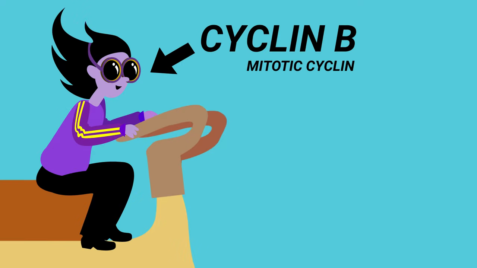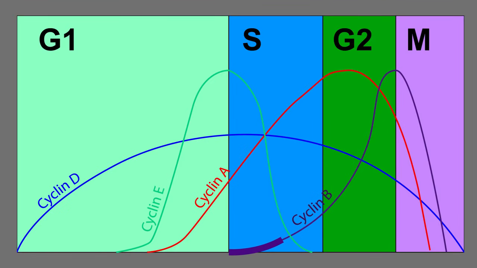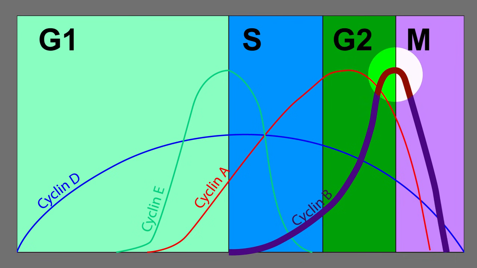Cyclin B is a mitotic cyclin which binds to CDK1 to form the maturation-promoting factor, or mitosis-promoting factor, abbreviated MPF. The concentration of MPF rises until mitosis, when its concentration falls abruptly due to degradation of cyclin B. High concentrations of cyclin B are necessary for cells to enter M phase, and low concentrations are needed to exit M phase.